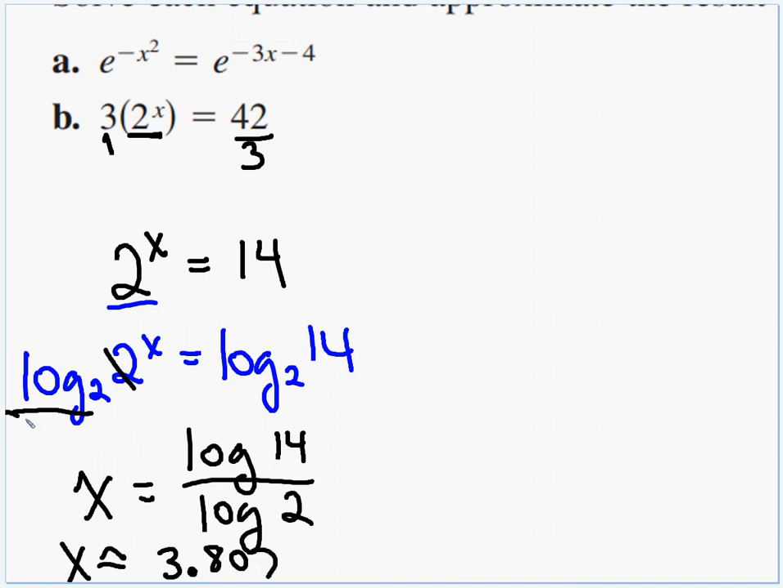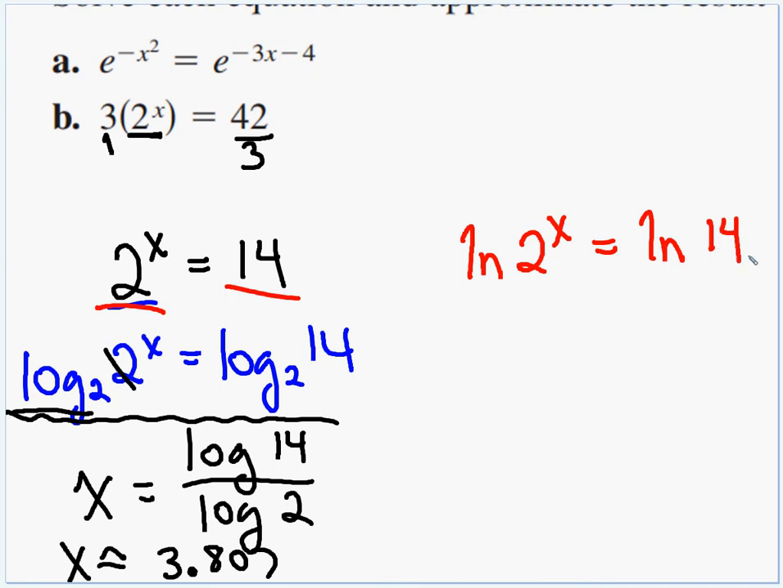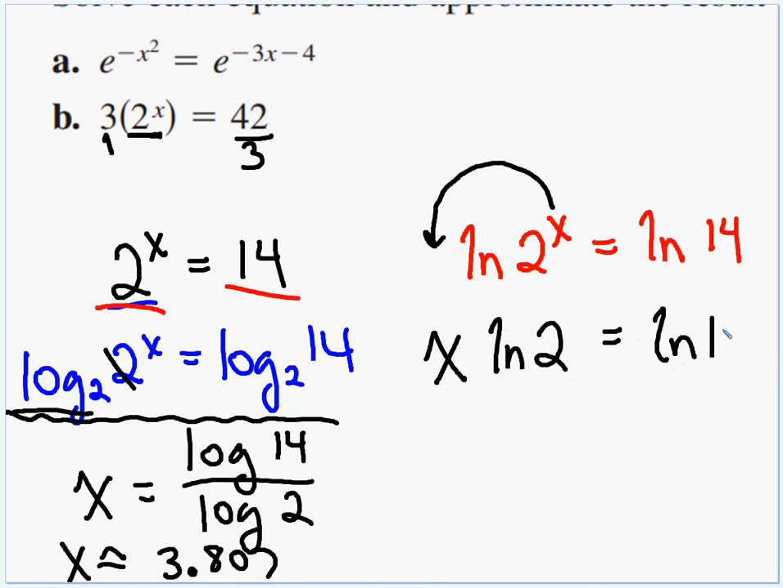Now again, the book went this route here with the blue stuff. An alternate way would be to just take the natural log of each side. I could take the natural log of the 2 to the x power, and I could take the natural log of the 14. And now we've got my favorite property of logs. We can bring this exponent down front. So now that becomes x times the natural log of 2 is equal to the natural log of 14.